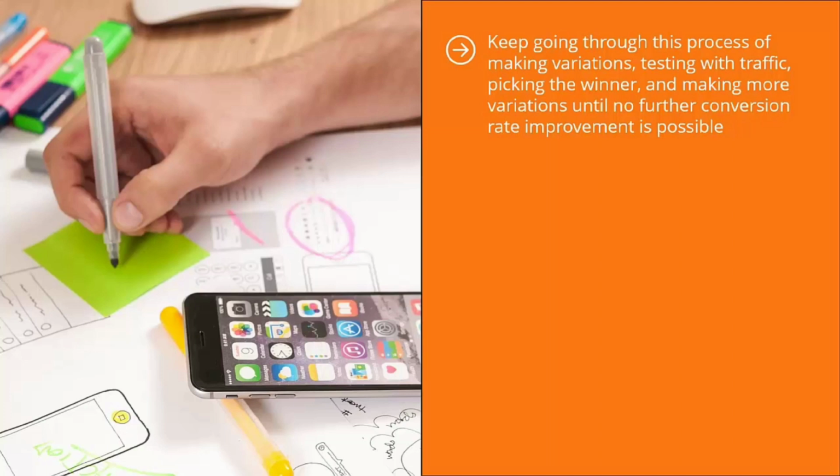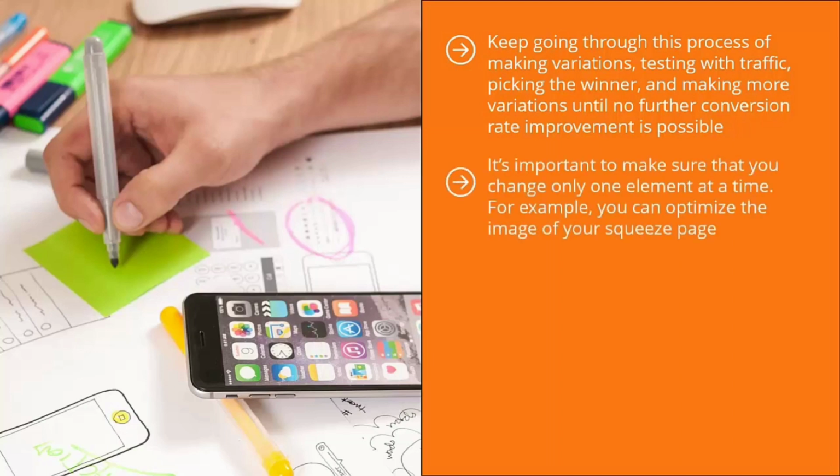At this point, you should make variations of another element on your squeeze page. It's important to make sure that you change only one element at a time. For example, you can optimize the image of your squeeze page. Once your squeeze page converts at a higher rate and can't improve any further, then start changing around the text and see if that has a positive effect. Move from one element at a time until the squeeze page converts at a fairly high and predictable rate.